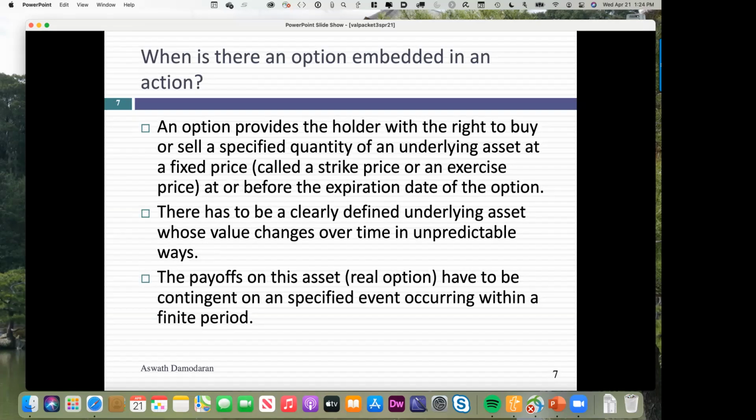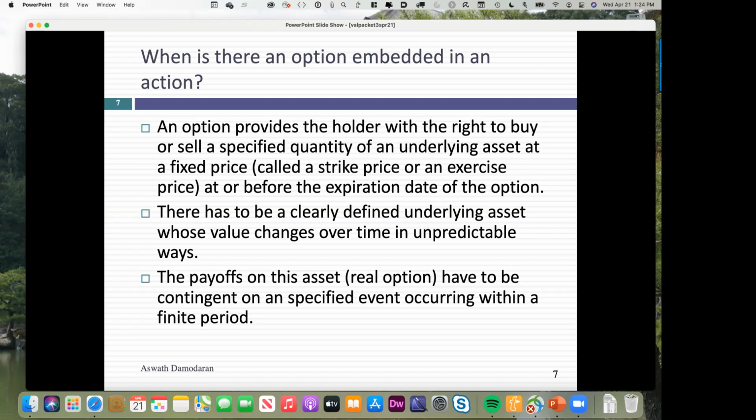So let's start with the first question. How do we know whether there's an option embedded in an action? Let's step back. Let's think about what an option gives you. Remember your first finance class? An option gives you a right. First word is right. Not an obligation, but a right to buy or sell something at a fixed price. A call option gives you the right to buy something at a fixed price. A put option gives you the right to sell at a fixed price, and you have a finite period, 3 months, 6 months, a year to exercise this right.